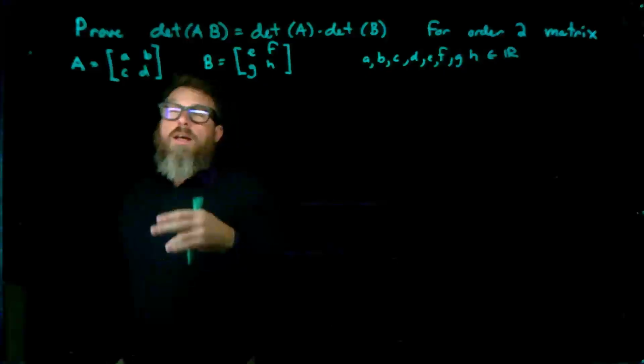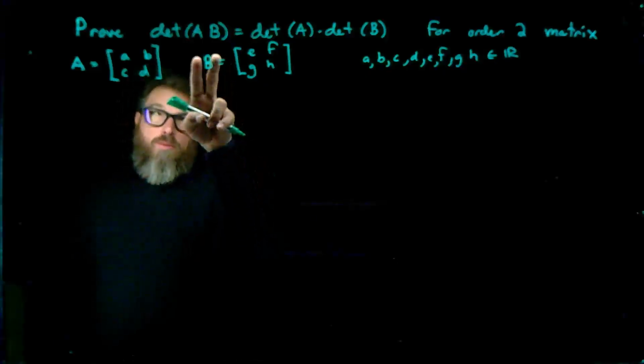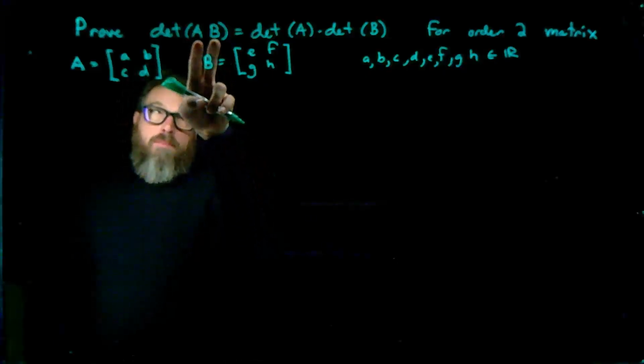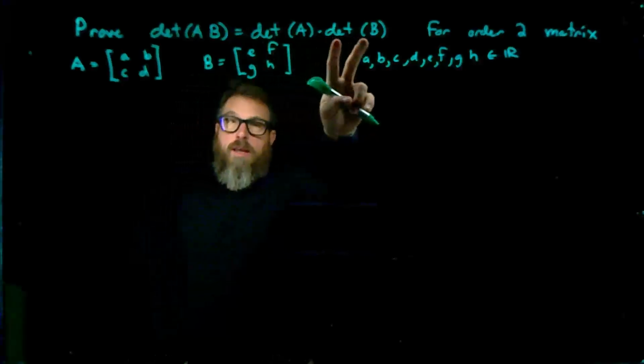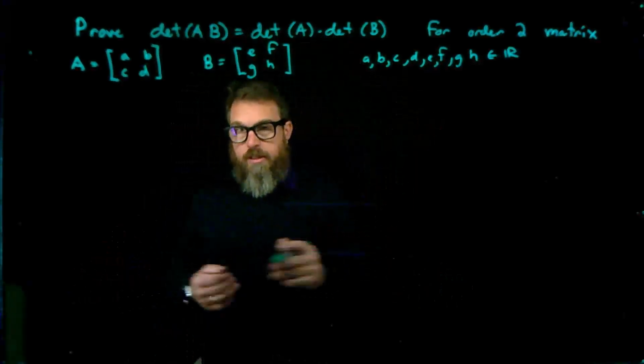All right, so let's go ahead and do it this way. I'm going to find their product first, and then their determinant second, and then I'll find their determinants first, and then their product second. I'll make sure that these things align.